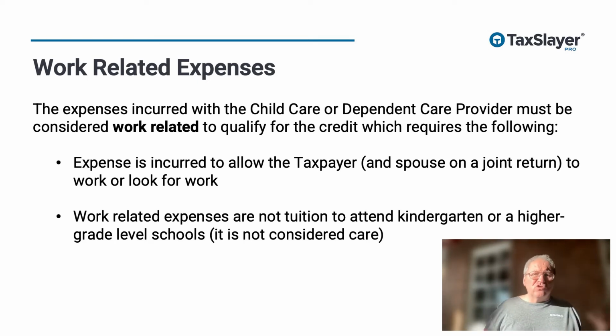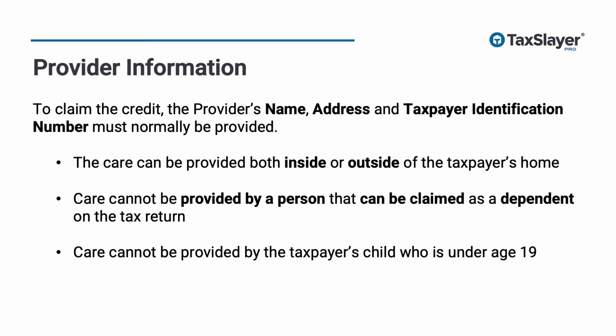And the last thing is, in order to claim the child and dependent care credit, you have to provide certain information about the provider. The care can be in your home, it can be outside of your home, but you have to provide certain information. The only limitation on who provides that care is it can't be provided by your own child who is under age 18. It can be provided by a relative. It's very common. You pay your mother or your sister to care for your child. It just can't be your own child.